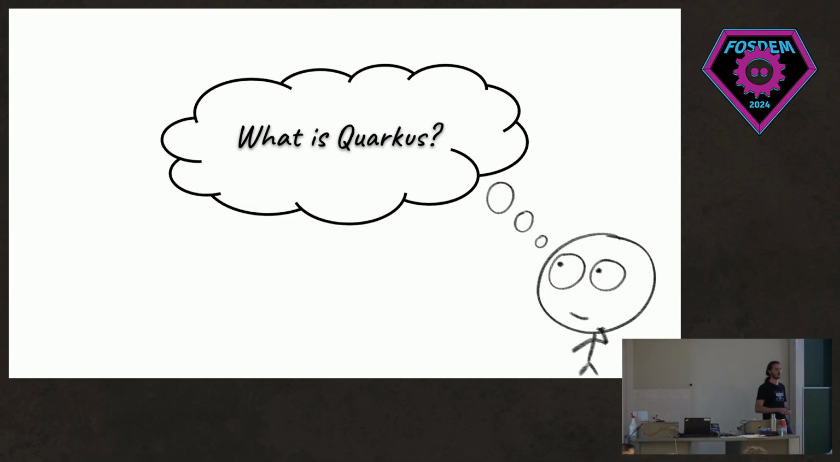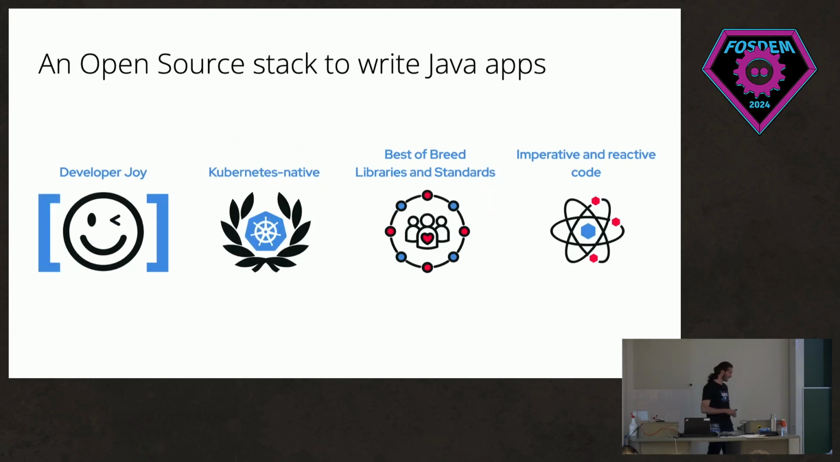Know what Quarkus is? Well, less than I expected. Okay, so what is it? It's a Java framework. Well, it's an open source stack for building Java web apps. So it's a Java framework that aims to bring developer joy. It's Kubernetes native, brings the best of breed of libraries and standards, and supports both imperative and reactive code.